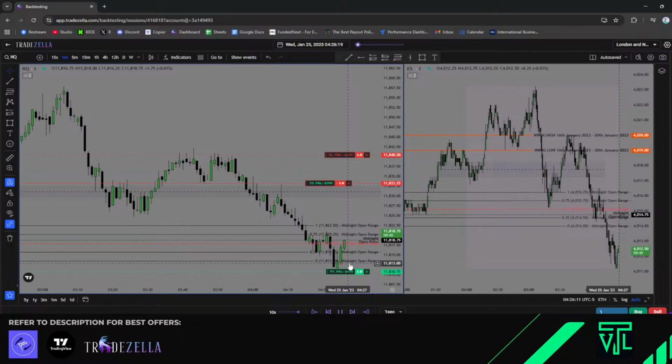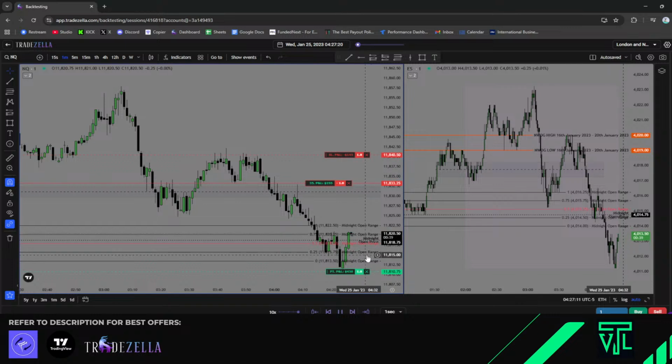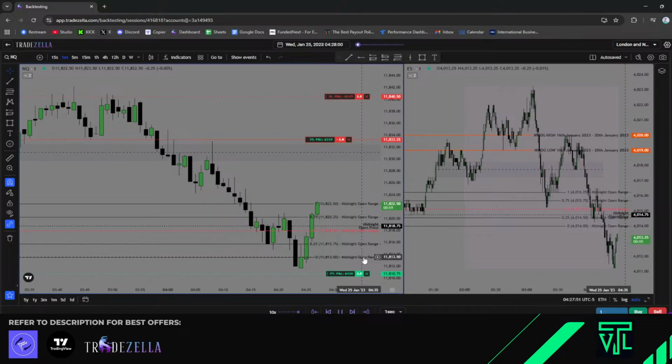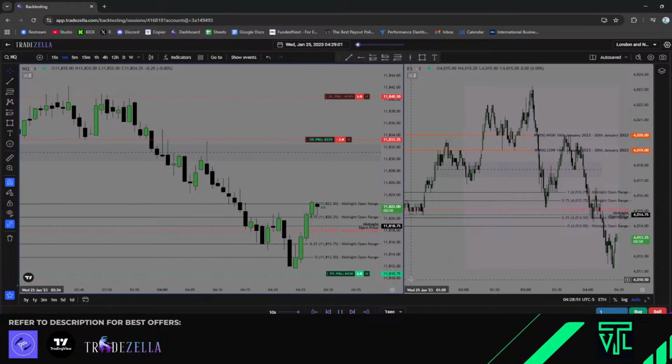And this is my usual mistake. I end up missing on trades like this, leaving money on the table. You see, we could have booked our profit there below the midnight open range. It's okay, we'll stick to it.